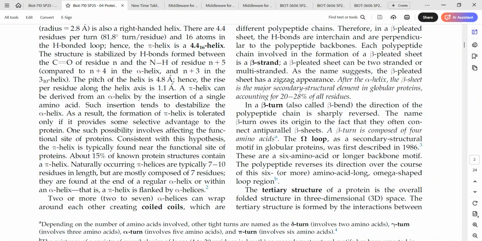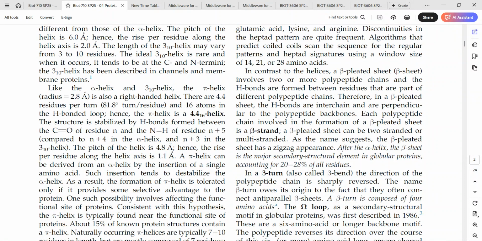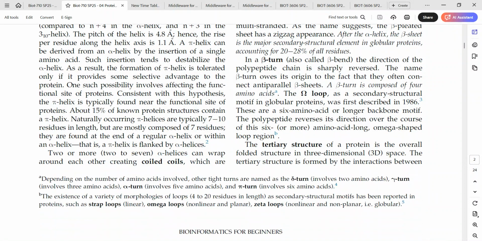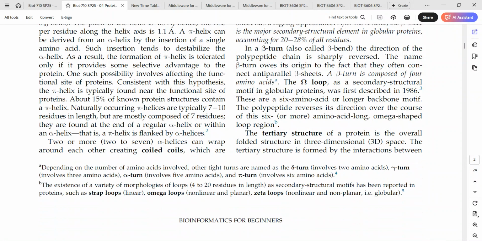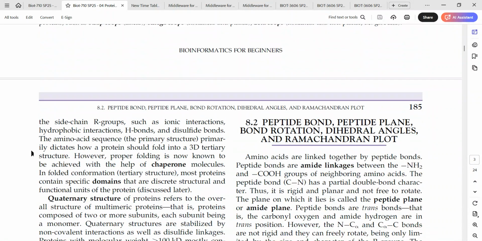Then, after these types of secondary structures, we have the tertiary structure of the protein, which is formed by interactions between the side chain R groups, such as ionic interactions, hydrophobic interactions, hydrogen bonds, and disulfide bonds. So these four different kinds of interactions are formed between the side chains, and these form the tertiary structure of the proteins.